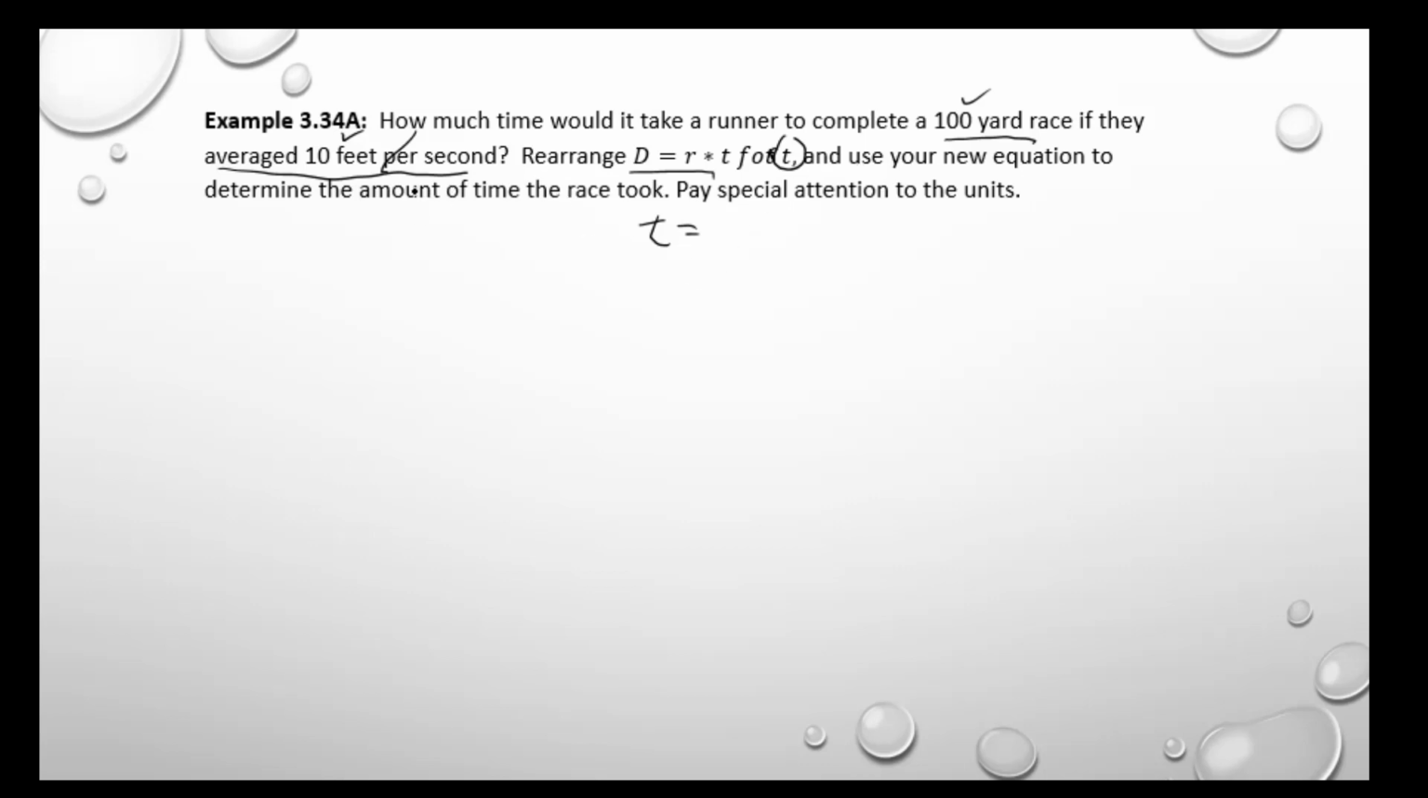So I'm going to use the new equation to determine the amount of time the race took. So here's my original equation, distance equals rate times time. And I want to solve it for time, so I want t equals. So I'm going to divide both sides by r. R divided by r is 1. 1 times time is time. So time equals distance divided by rate. Now I'm just going to put the numbers in here, which this is 100. This is the way students do it. Some students, 100 divided by 10, and I get 10 seconds.